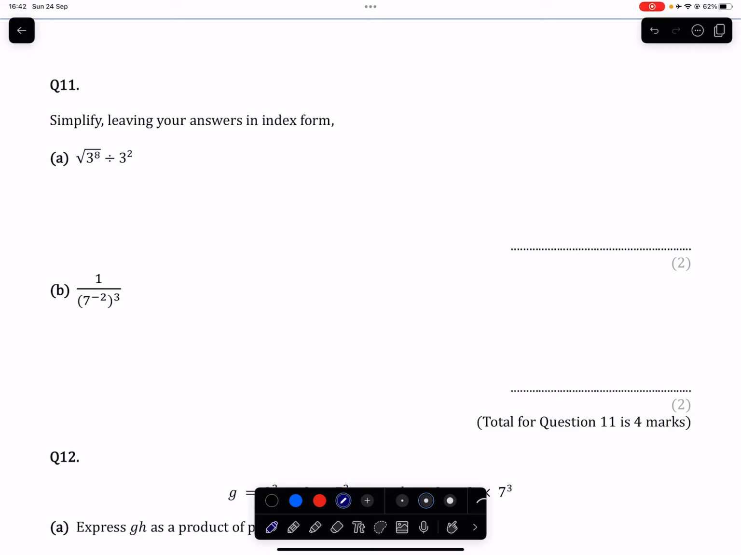Question 11. Simplify, leaving your answers in index form. So part A, we have the square root of 3 to the power of 8, divided by 3 squared. So there are two index laws involved here.